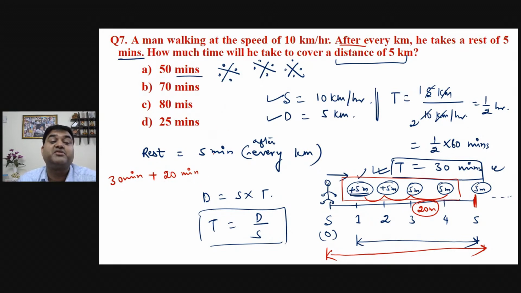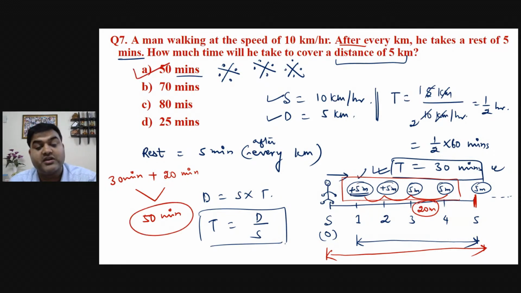87% of the people have written the answer as 30 plus 25 minutes, whereas it is 30 plus 20 minutes. So the total of 50 minutes will be the answer. So option A. Hope you understood. Got it? A few people have given the answer as 25 minutes, adding one 5-minute rest. But every kilometer there is a 5-minute rest, no? So he will take rest 5 times, but we are not considering the last one. So 50 is the answer, right?